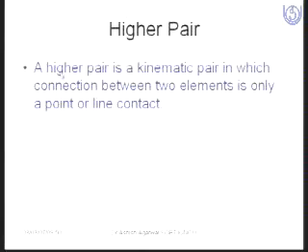After discussing the lower pair, we will come to the higher pair, where the contact between the two elements is a line contact or a point contact. In case of lower pair, we have a surface contact, while in case of higher pair, we have either line contact or point contact. Let us see how we will define the higher pair. A higher pair is a kinematic pair in which the connection between the two elements is only a point or line contact.